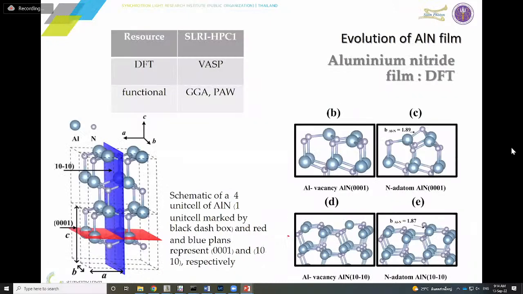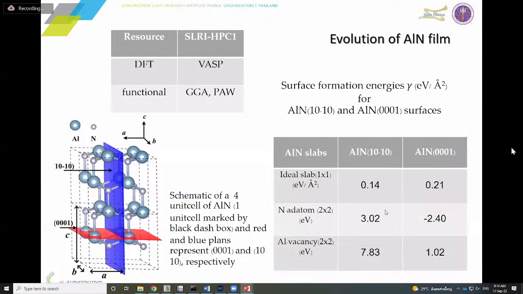We end up this work by doing the modeling by the supercomputers. We start up with the structure of aluminum nitride. We try an aluminum vacancy in aluminum nitride film for nitrogen-rich conditions and different planes, and then we come up with the different formation energy of each surface.